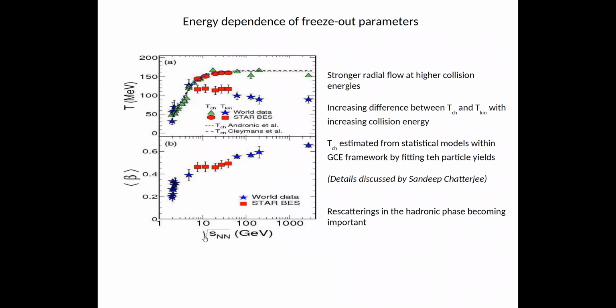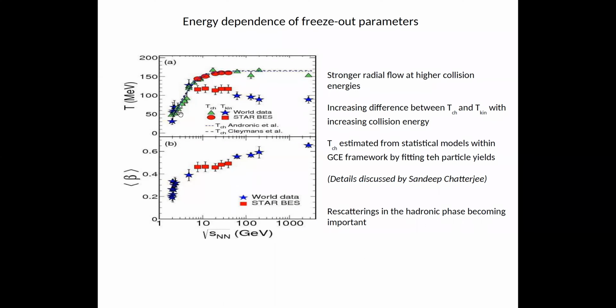As you can see, as you go to higher and higher collision energy, you have a stronger and stronger radial flow. Why? Because if your collision energy is higher, the fireball which is initially produced because of the collision will have higher energy density, which means it will evolve for a longer time, and eventually it will have higher beta. That is why your beta shows an increasing trend with beam energy.